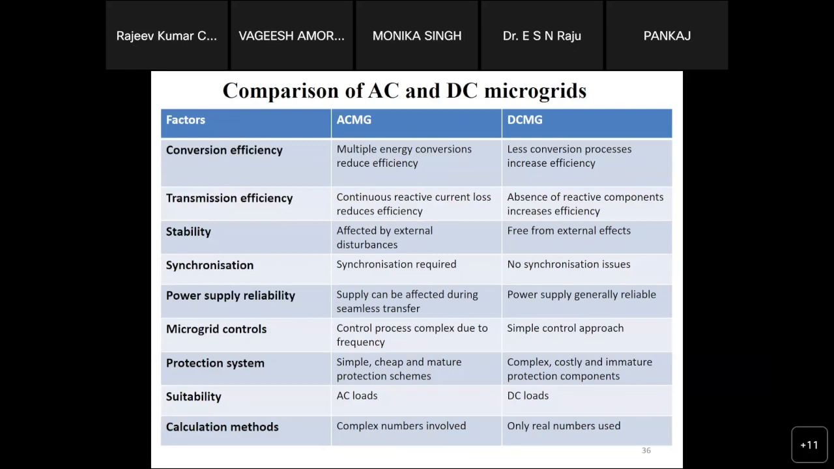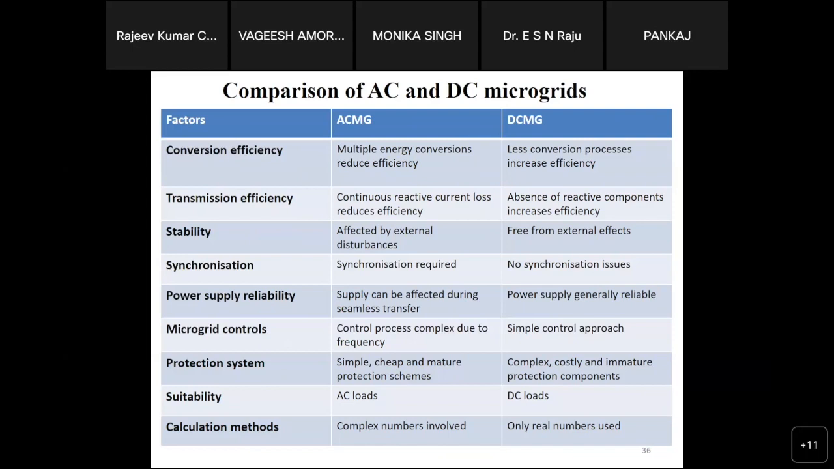When we see the stability, in the AC microgrid the stability is mainly affected by external disturbances, and the DC microgrid is free from external effects. When we see the synchronization, the AC microgrid needs synchronization, and the DCMG doesn't require any synchronization. When we see the power supply reliability, since the conventional power distribution network is AC, the power supply reliability can be affected by transitions from grid mode to islanding mode and back to grid mode. But coming to the DCMG, we have a reliable power supply.